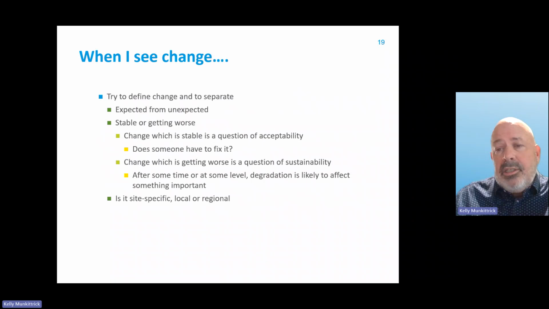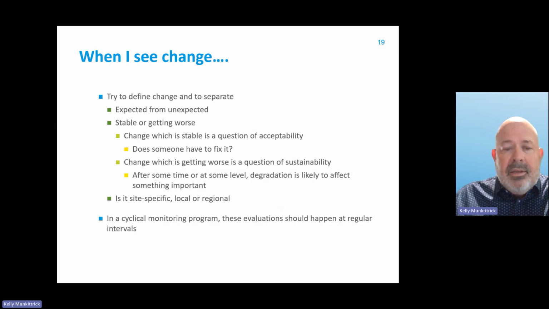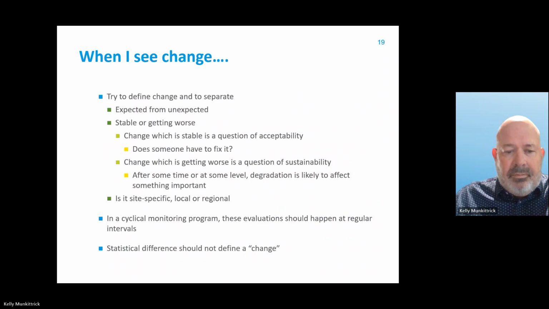Then I want to know, is it site specific, local, or regional? How big an area is changing? In a cyclical monitoring program, these evaluations should happen at regular intervals. Under the EEM program, it's typically a 3-year cycle. And statistical difference should not define what a change is.